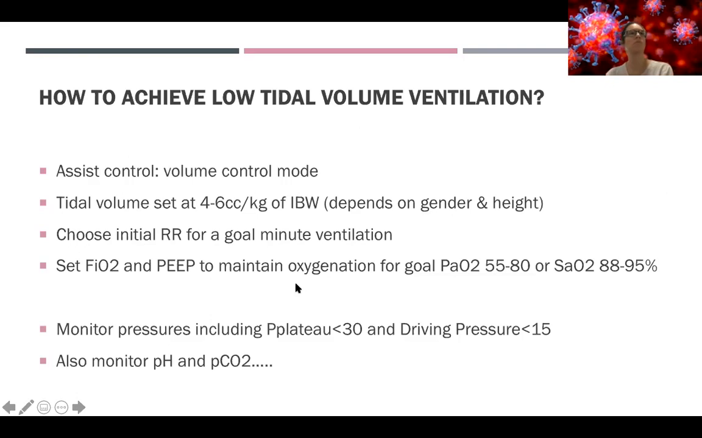All right, switching gears here a bit. I've reviewed the initial approach to what we're setting on the ventilator. The other key piece here is what to monitor. If you are using a volume controlled mode, your pressure is going to be dependent on the volumes that you set. So here we're going to monitor pressures, including the plateau pressure, with a goal of keeping that under 30.